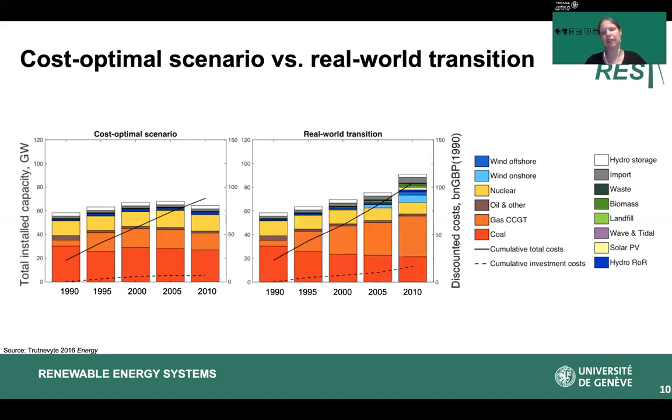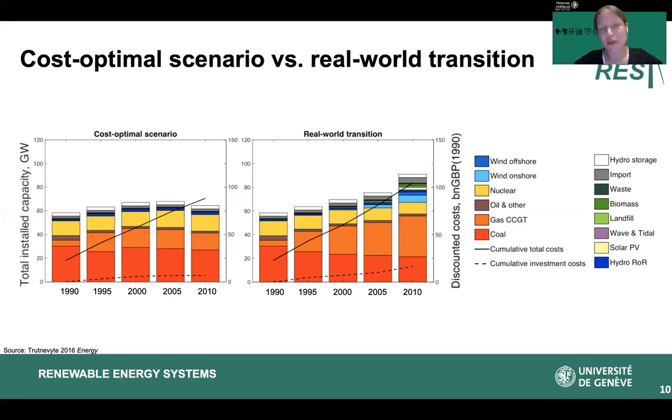Now, if we compare this with reality, we of course see quite some mismatch. For example, in the UK, combined cycle gas turbines have grown faster than actually foreseen in the cost optimal model. But also later on, because of climate change concerns and so on, renewable technologies like wind power and biomass have taken off, which is not at all included in the cost optimal scenario. And well, this is perhaps not so surprising, because we cannot use a model to really predict so precisely the composition of the future energy system.